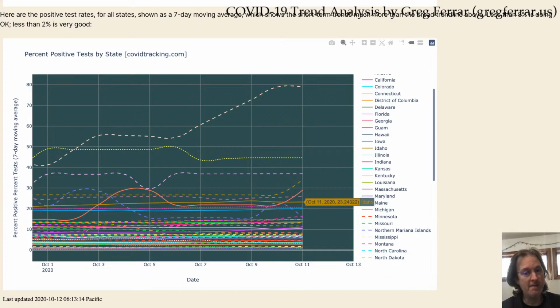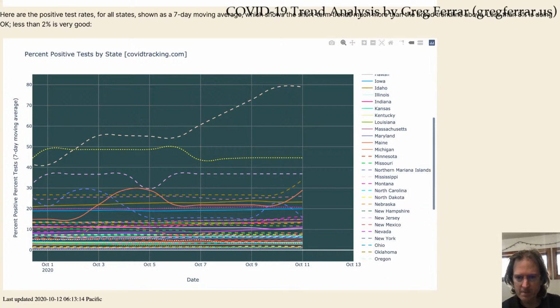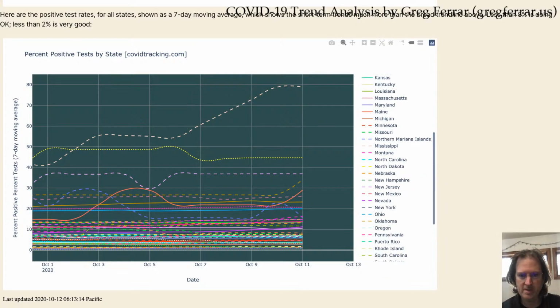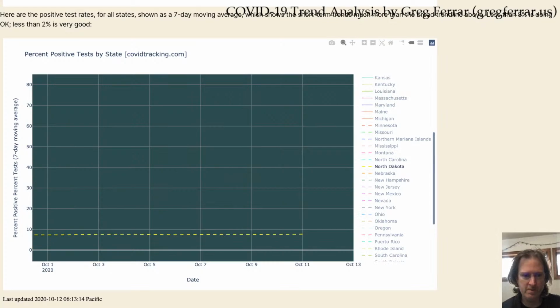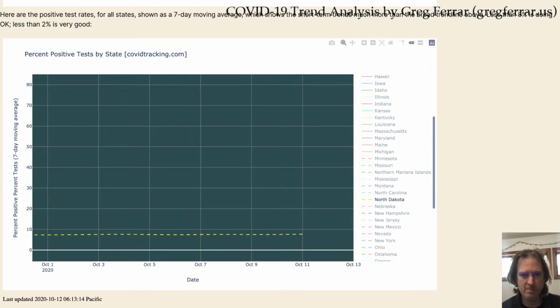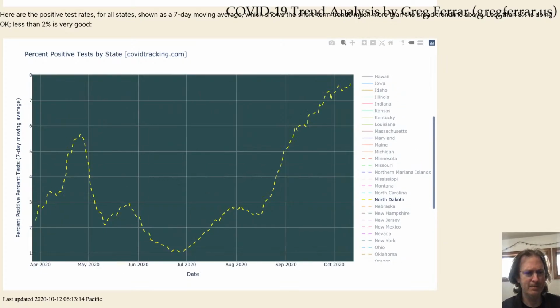But the New York graph and the California graph I know to match other places I've seen. Wisconsin, Idaho, Montana. So Montana actually isn't that bad right now. Let's look at North Dakota. We do actually have data for North Dakota here. Here's North Dakota, keeping a very consistent 7%. North Dakota actually isn't doing that badly. Let me zoom out. Aha, no. Yeah, North Dakota was doing pretty well.